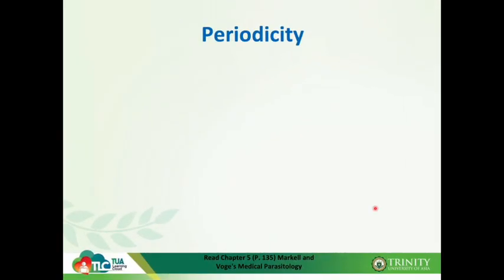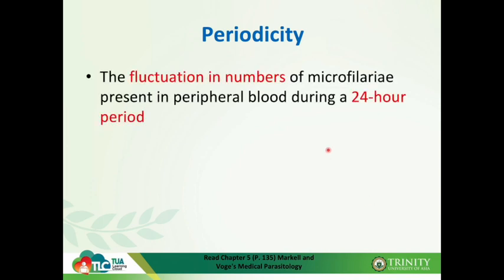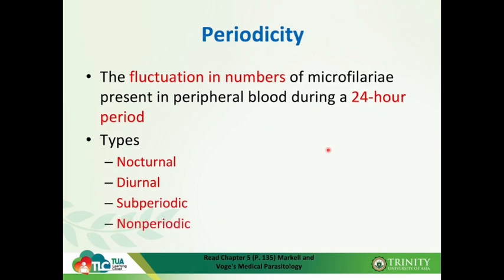Another important characteristic of filarial worms is their periodicity. Again, these worms are vector-borne, and their life cycle depends very much on the time that they are visible in the circulation and also the time that they are in the tissues. Kaya naman, periodicity refers to the fluctuation in numbers of microfilariae present in the peripheral blood during a 24-hour period. There are different types of periodicity: nocturnal, diurnal, subperiodic, and non-periodic.